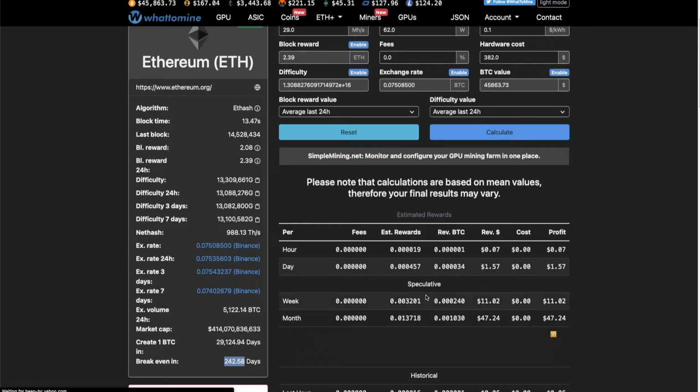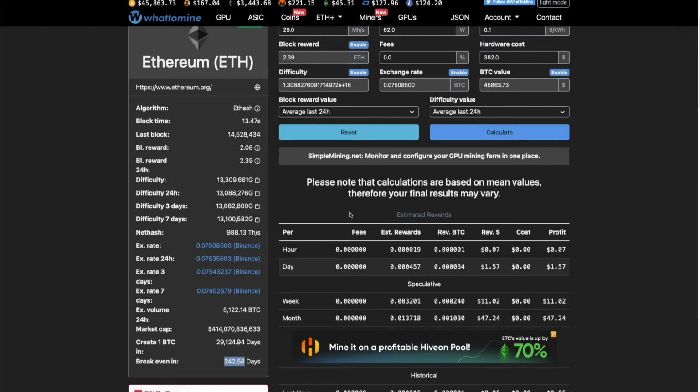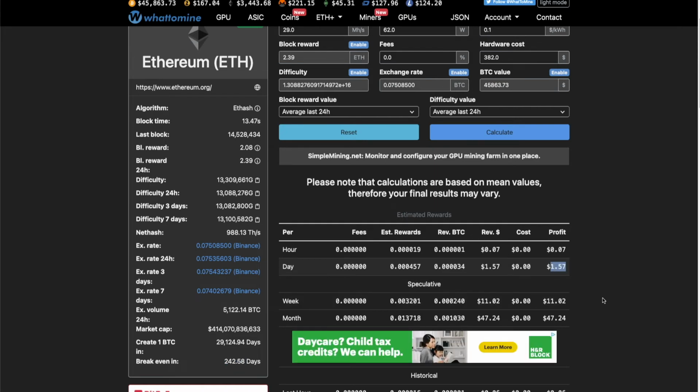Once ETH eventually goes proof of stake, I'll be moving most of these cards over to either Ravencoin or Ergo, and even Firo, they've supposedly been doing pretty decent. So with these 6600s, I did a couple of tests on it yesterday when it came in. Ergo was doing really well with it, but as of right now, Ethereum is still the most profitable. So making $1.57 a day on that card is still well worth it for me.